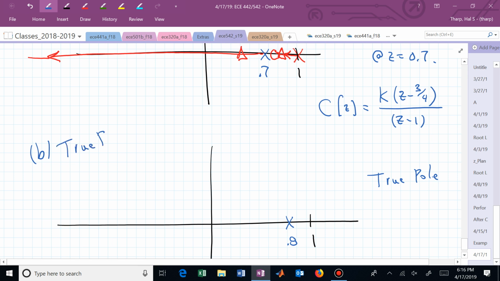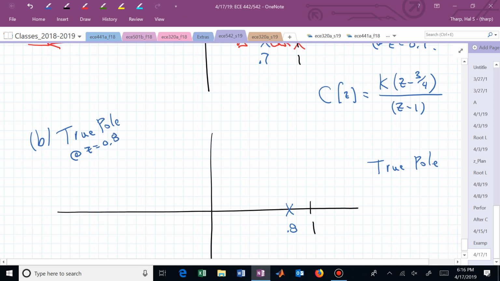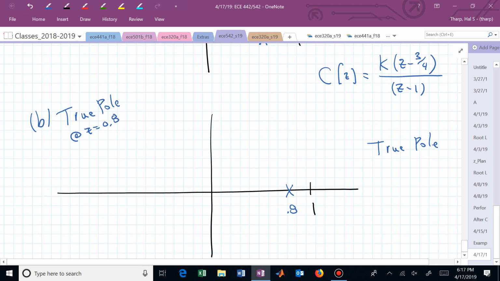Suppose now our true pole is at Z equal to 0.8, and we're still having to live with the PI controller that we've had all along. It had a pole. If it's a PI controller, we are forced with a pole there, and our 0 remains at 0.75. What's the root locus of this look like?